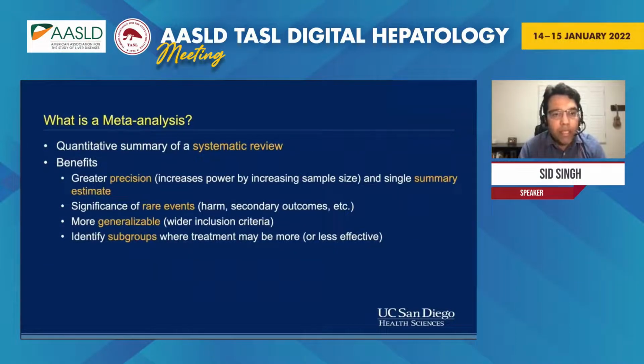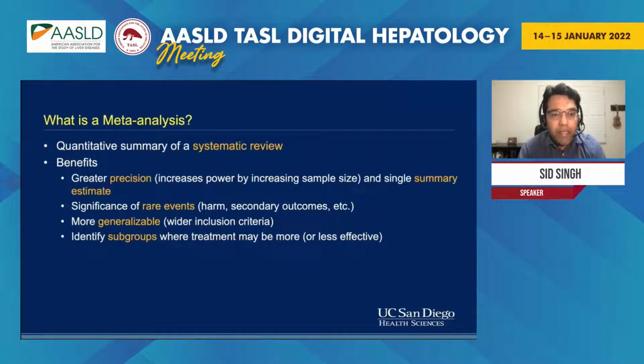Meta-analysis is a quantitative summary, ideally of a systematic review. The benefit of a meta-analysis is that it often offers greater precision. It increases the power by increasing sample size and the number of events by combining multiple studies, and it yields a single summary estimate. It is very significant for rare events such as harm and secondary outcomes of clinical trials, where the individual trial may not be powered for those rare events.